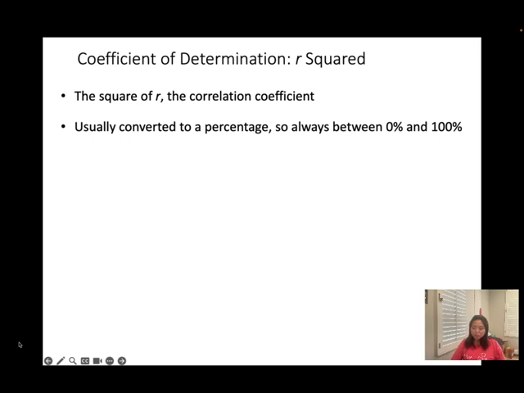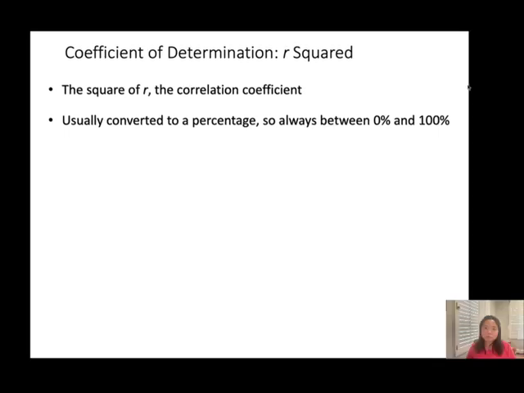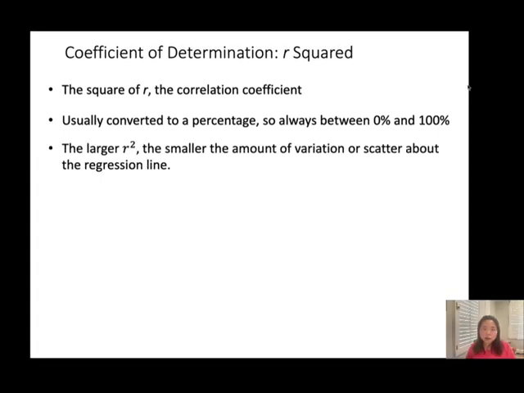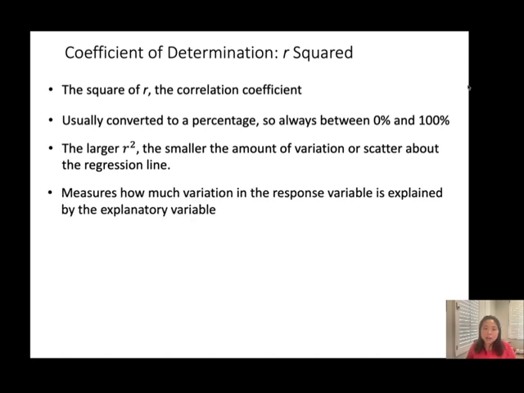What is the meaning of a 100% coefficient of determination? It means the relationship is perfectly linear and the regression line perfectly predicts the observations. And a value of 0% means there is no linear relationship and the regression line does a very poor job. The larger the R squared, the smaller the amount of variation or scatter about the regression line. It measures how much variation in the response variable is explained by the explanatory variable.